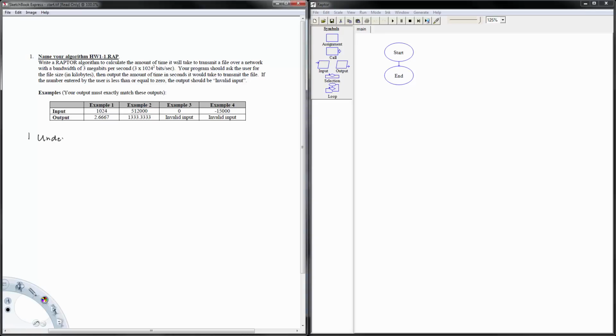To develop a solution for this problem, we remember our 4 steps. First, understand the problem. Next, design an algorithm. Then, implement an algorithm in Raptor. And finally, test the algorithm.